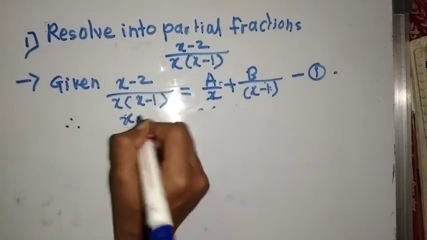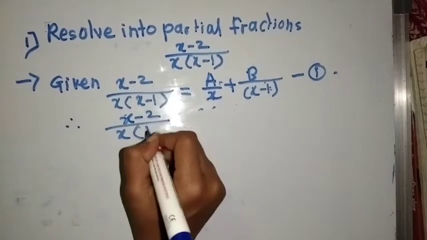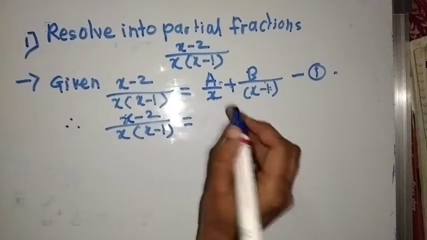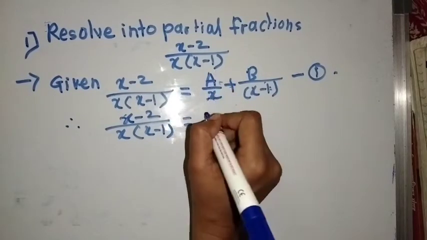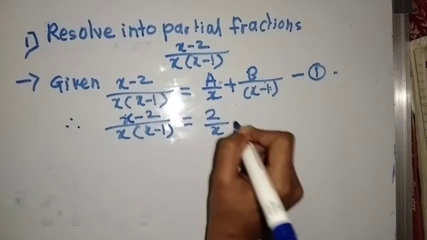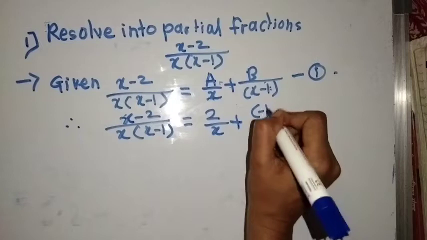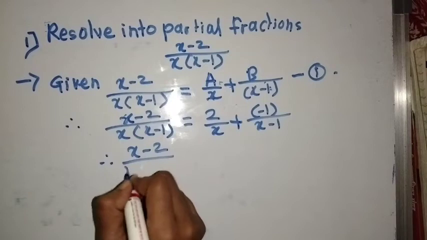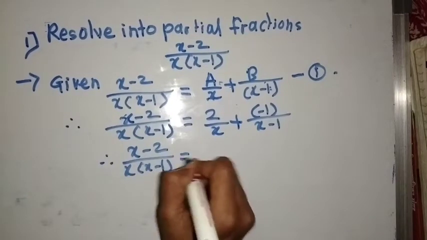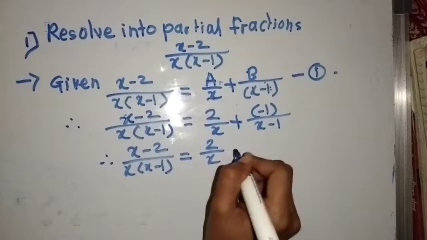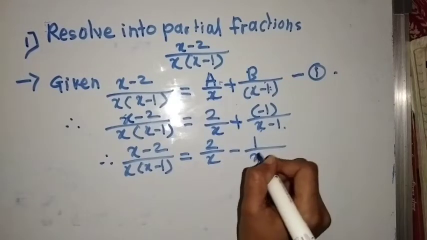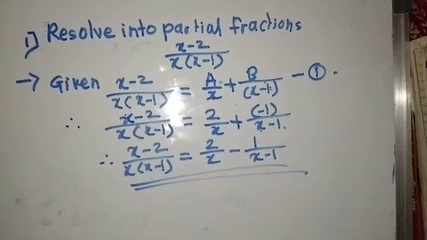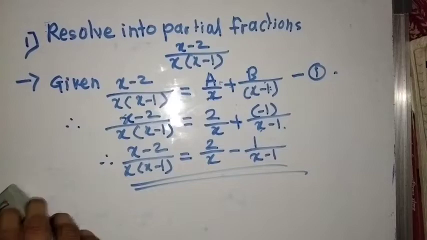These A and B values are put in equation 1. Hence we get the answer. The value of A is 2 upon x, and the value of B is minus 1 upon (x minus 1). Hence we get (x minus 2) upon x(x minus 1) is equal to 2 upon x minus 1 upon (x minus 1). This is the answer; the equation is solved. Then we take the second example.